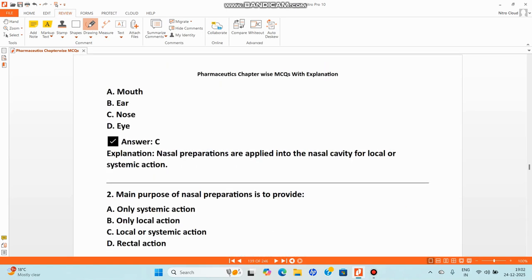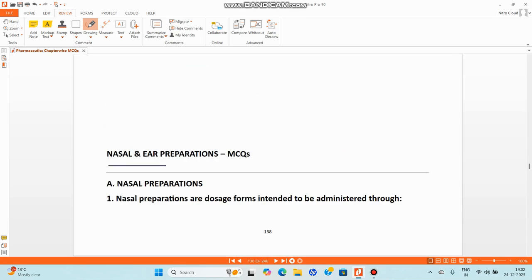Next is nasal preparation or ear preparation as per the PCI Education Regulation 2020. So this is nasal and ear preparation. Nasal preparations are dosage forms intended to be administered through what?